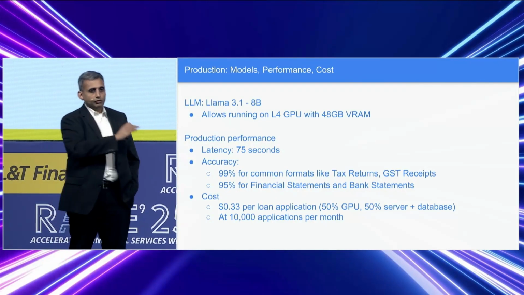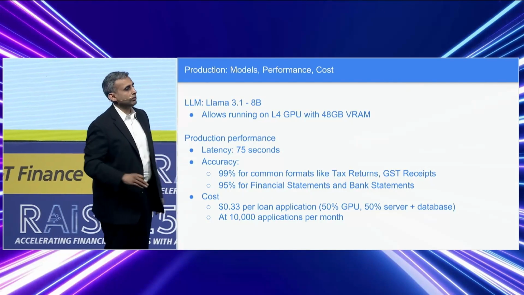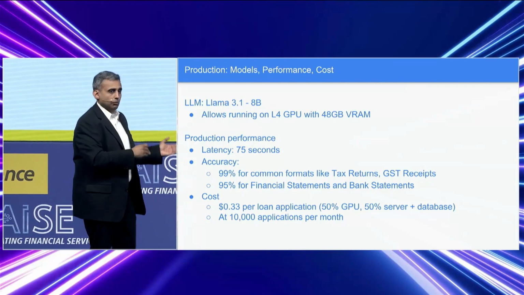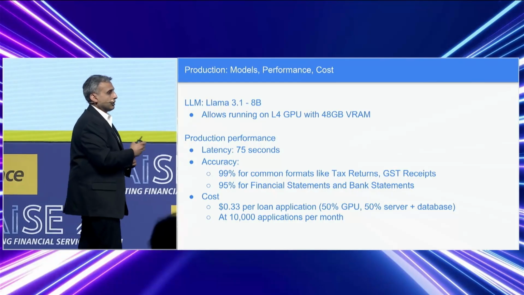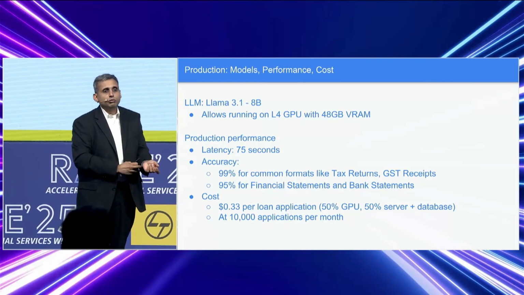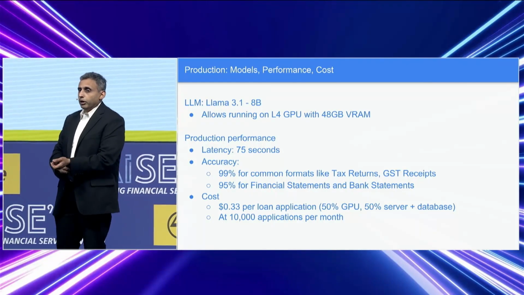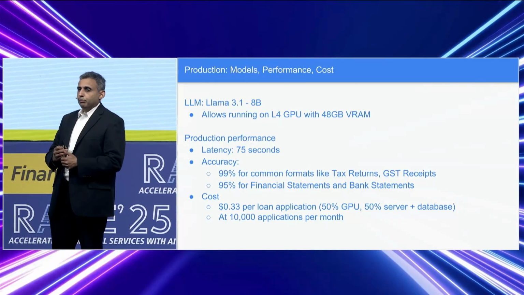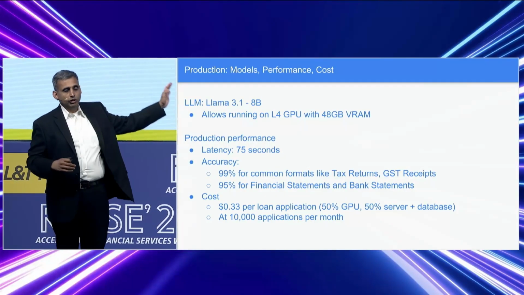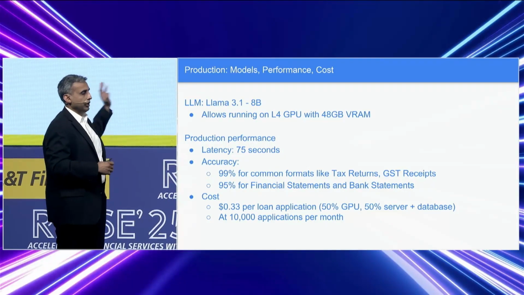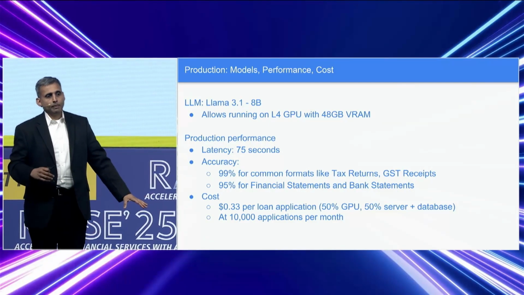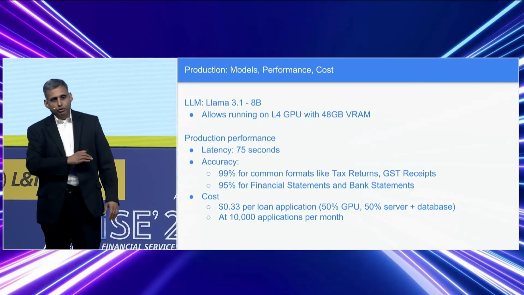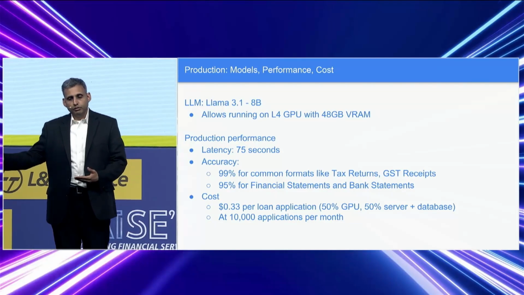So this, using the Llama 3.1 8 billion model, which is an open source model from Meta, actually allows it to run on an L4 NVIDIA GPU with 48 gigabytes of VRAM, and produce this entire latency, from the data ingestion all the way to recommendation output, of 75 seconds. All right, so just over a minute to process this whole thing and give you an output.